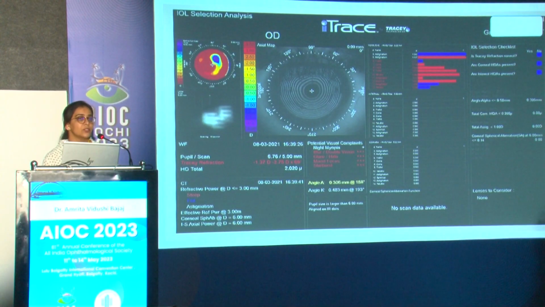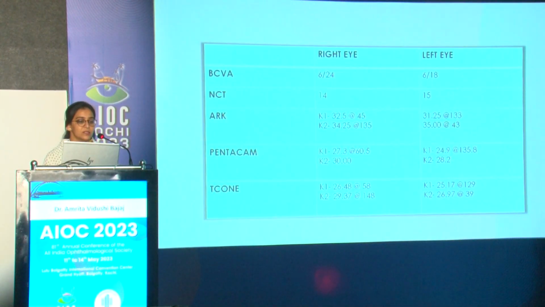For further evaluation, we went ahead with the EyeTrace also to look at the aberrations, and obviously the aberrations are so high that the EyeTrace was not able to differentiate between the internal and the corneal, but it did give us the potential visual complaints post-surgery which we can encounter. So this is the summarization of all the things: the patient has a BCVA of right more than left, with normal NCTs, and a wide range of keratometric readings from all the machines that we have used.